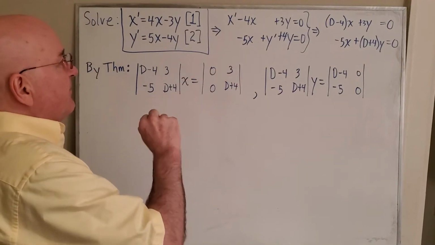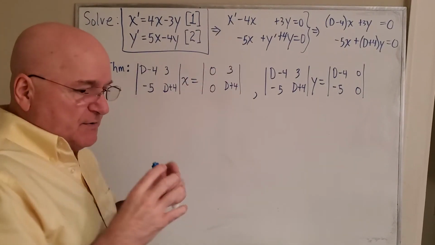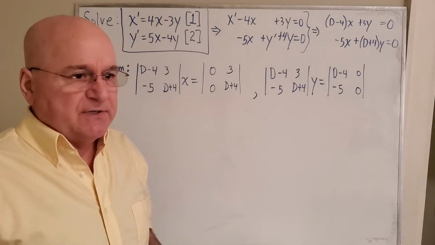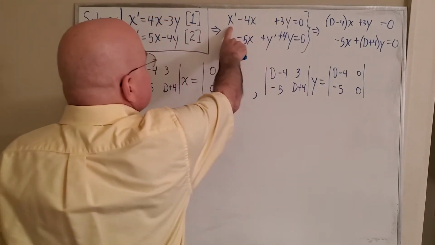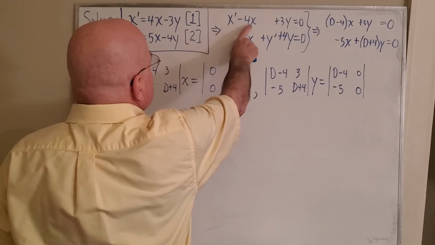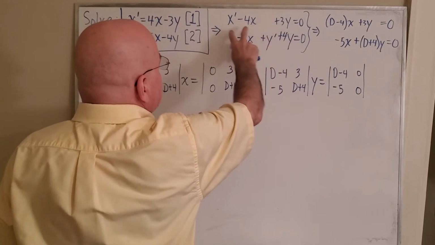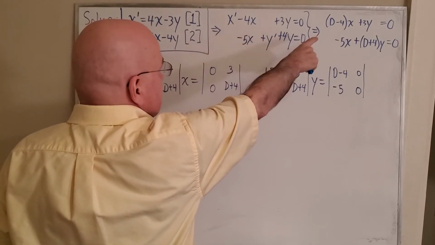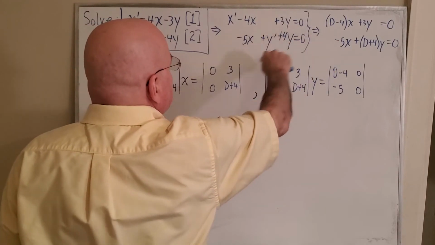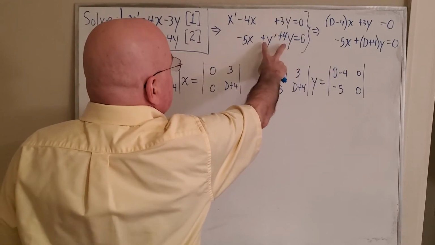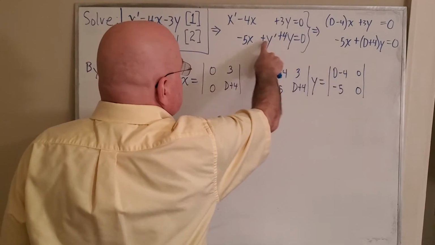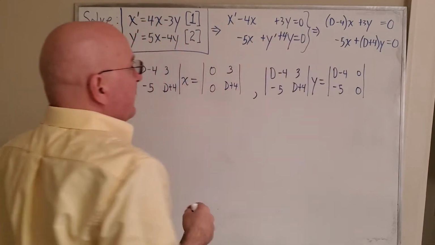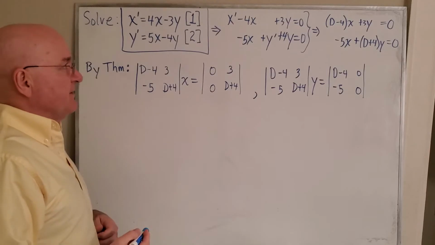Here's the way we really want to write it. We want to use the capital D, the differential operator. So this is Dx minus 4x. So factor the x out, and you get D minus 4 times x plus 3y, negative 5x. And then this is Dy, so we get D plus 4 times y, or applied to y, equals 0.